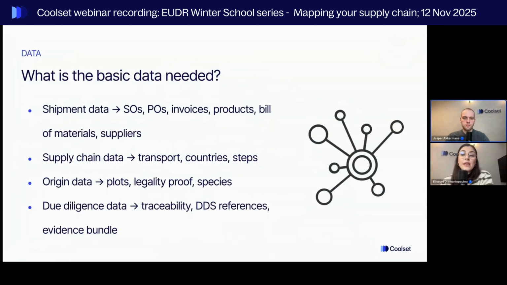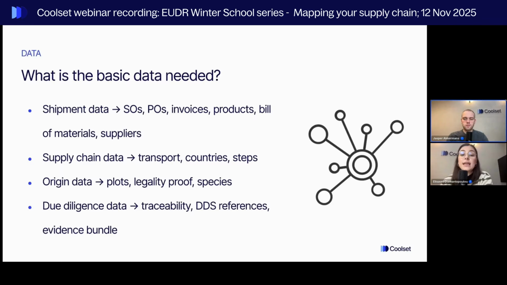So we can group the data that Canal Chocolate will need in 4 main categories. They will definitely need a lot of shipment data, as we saw from the graphs. Every single order needs to be traced, so their sales orders need to be traced with their purchase orders. They most probably record invoices, the products. We also saw that Canal Chocolate manufactures products, so they have bills of materials of how the purchased products are used in order to manufacture new products. And we also need their suppliers' information.